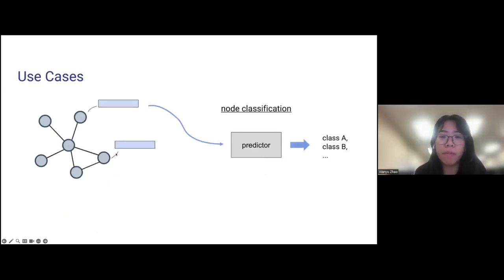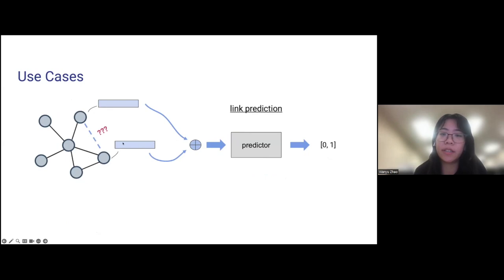After we get node embeddings, we can pass them to another model. For example, an MLP classifier to classify the nodes, or predict the existence of a link, which can also be an MLP classifier to classify whether there is a link or there isn't a link.